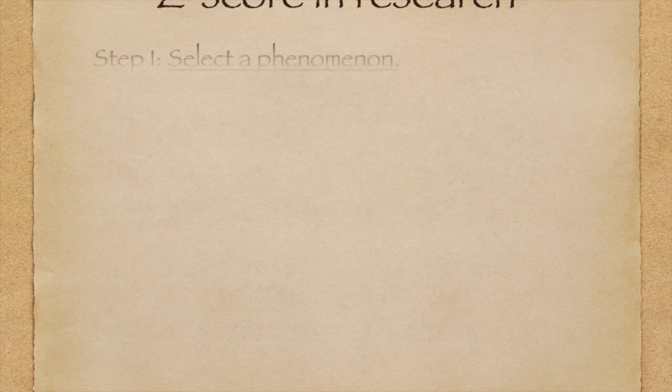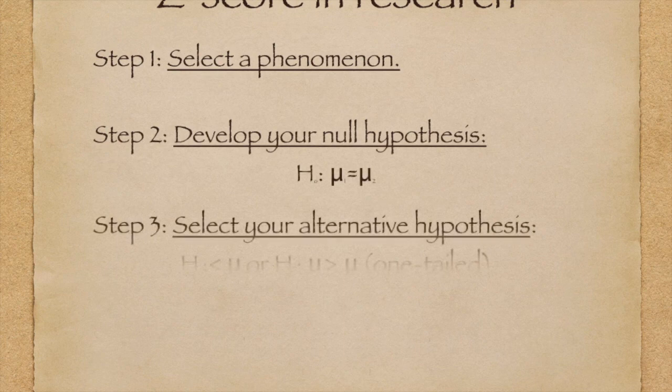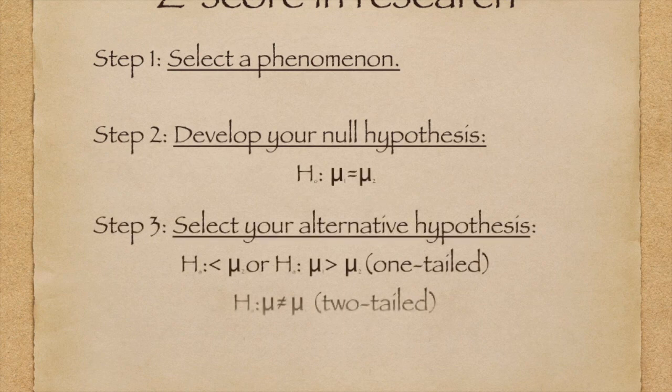A researcher begins by selecting a phenomenon they want to study. Once you are set, you establish the null hypothesis, stating there is no difference between the control and treatment groups. Hypotheses are always stated in mathematical terms. The null hypothesis, which is referred to as the H0, is mu of population 1 is equal to mu of population 2.